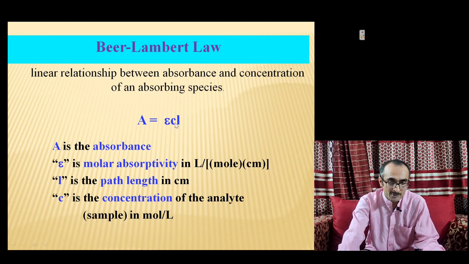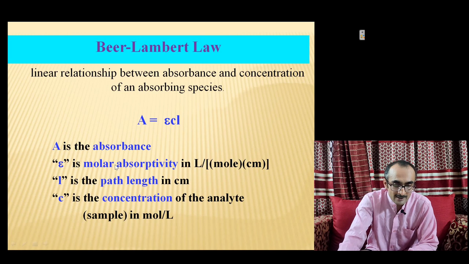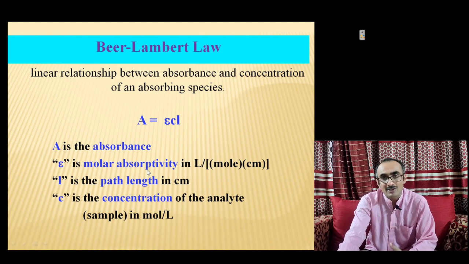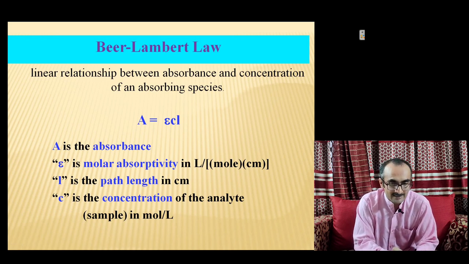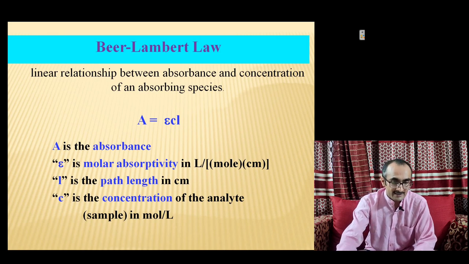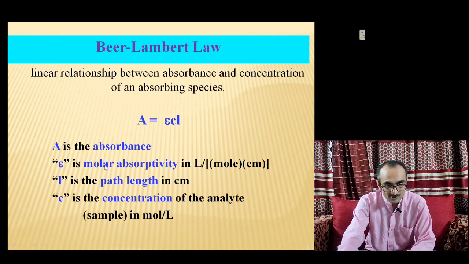So absorbance is directly proportional to concentration C and the path length L that light is traveling, and there is a coefficient epsilon. So epsilon is actually molar absorptivity, also called the extinction coefficient, which again depends on the chemical nature of that compound. This is an intrinsic property of the compound. So A is absorbance here, epsilon is the extinction coefficient or molar absorptivity or molar extinction coefficient. When concentration C is taken in molar solution, moles per liter, this epsilon is called the molar extinction coefficient. The path length L is generally taken in centimeter.